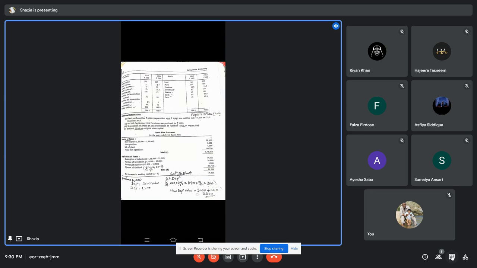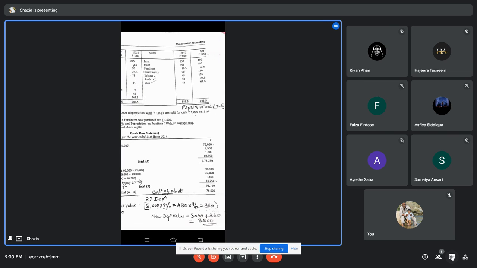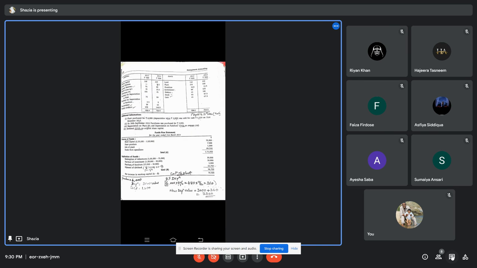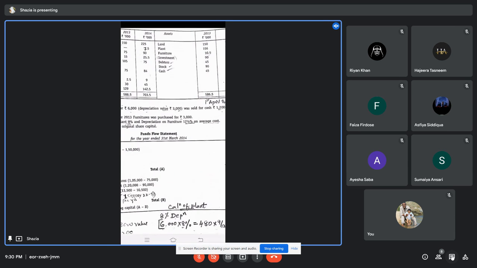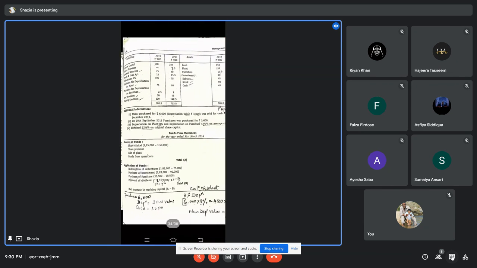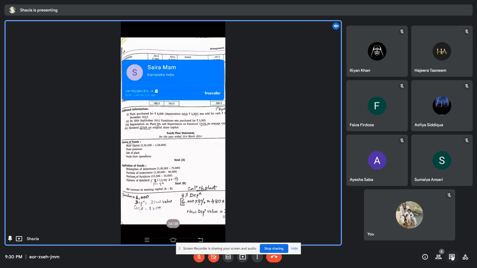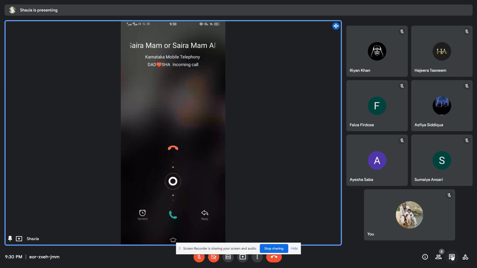Then purchase of furniture. Now what about the furniture? What was the old value of the furniture, or the closing value? Otherwise you can directly take 3,000 here. But however, in the question also they have given 3,000 for you. You can directly take furniture, but they have deducted opening and closing. That is 13,500.